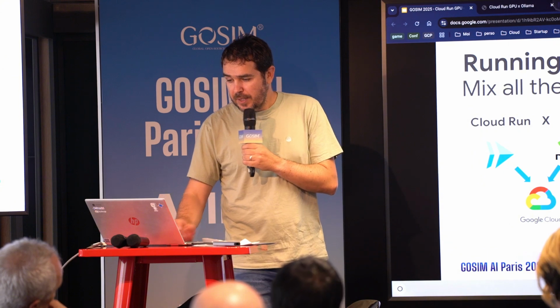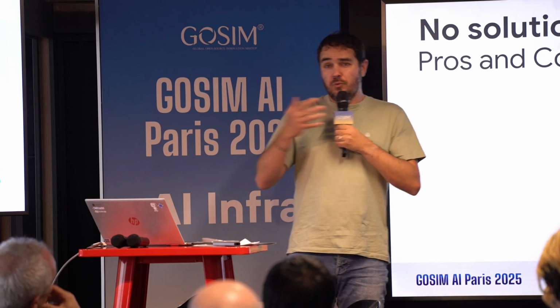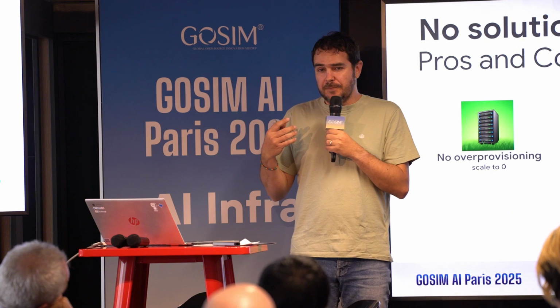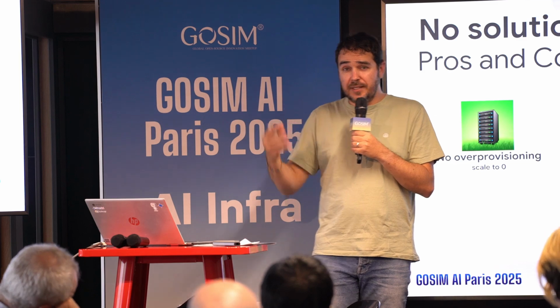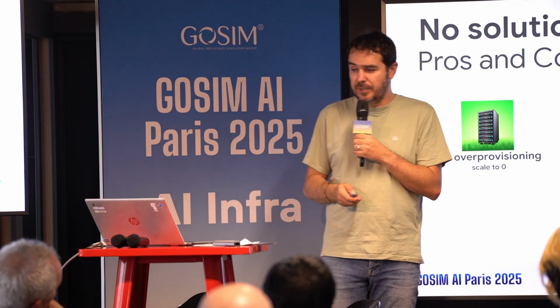So now, of course, no solution is perfect, and sometimes Cloud Run with GPU will match your use case, and sometimes not. For me, it's a good solution if you need, for example, to have no over provisioning. And for me, it's the way to have this kind of green IT and to save the planet: not to use hardware when you don't need it saves money, and also saves energy. So it's very interesting for me.